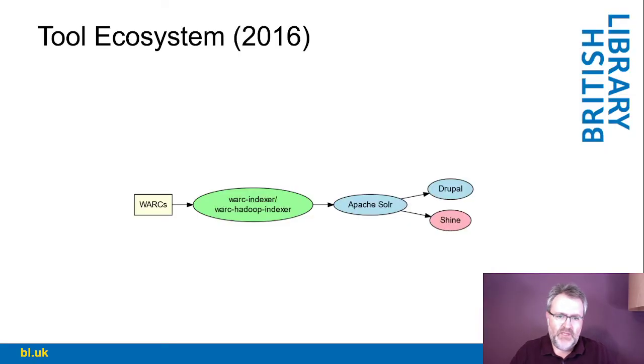So back in 2016, at the end of the Buddha project, the tools ecosystem, so to speak, looked like this. We were taking our WARCs, putting them through the indexing toolkit, and then using that to populate Apache Solr. In the Arda project, we used Drupal to provide a faster search interface. And in the Buddha project, the follow-up, we developed our own Shine user interface, which provided more complex interactions and trend analysis. Now, since then, things have changed quite a lot.